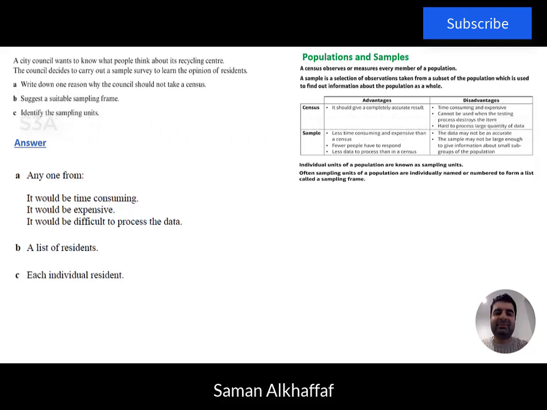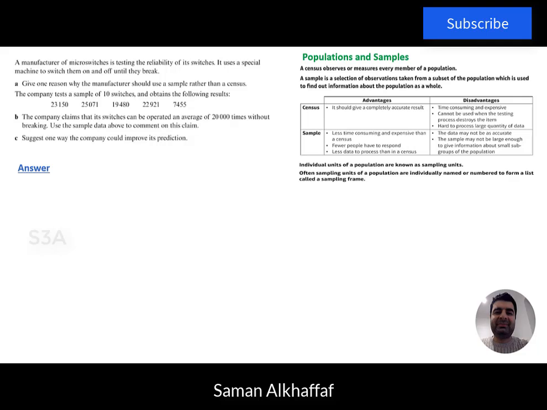Now, ideally, on each individual resident, understanding certain criteria, and then creating an appropriate sample or larger sample from the residents. And in this scenario, when we want to know the units, it will be each individual resident. So this will be our answer for part C.